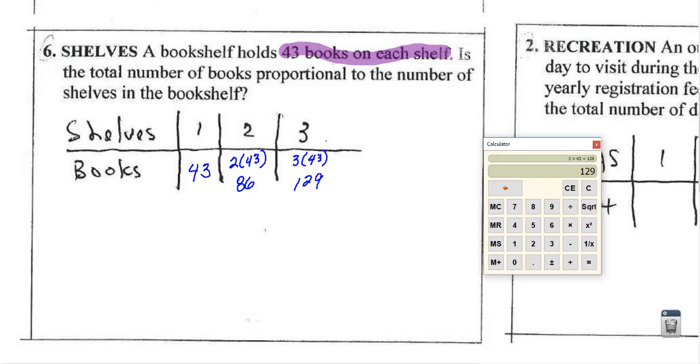These all simplify to the same thing. 43 books on one shelf is the same rate as 86 on 2, is the same rate as 129 on 3. So yes, this is proportional. Yes, proportional.